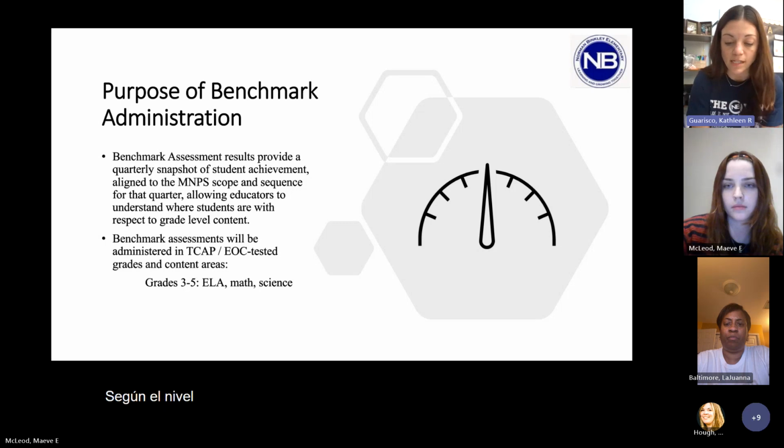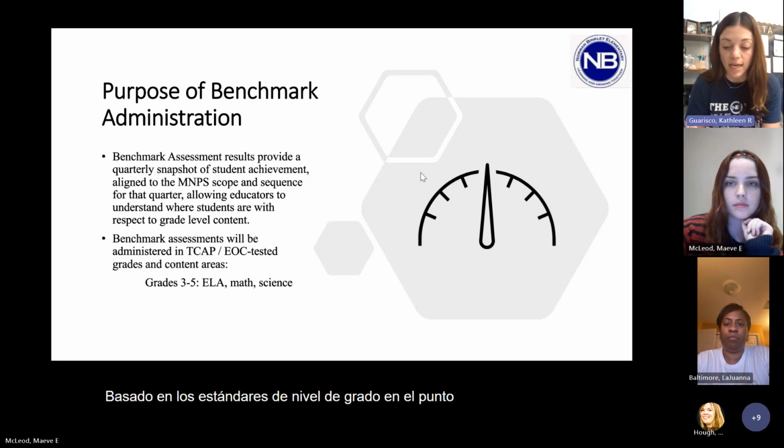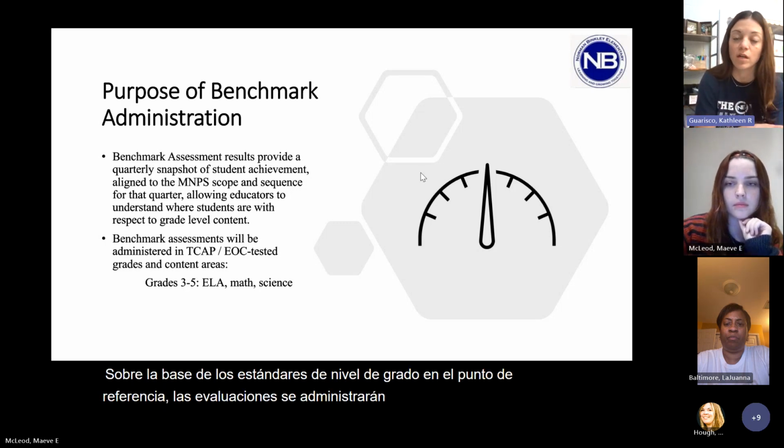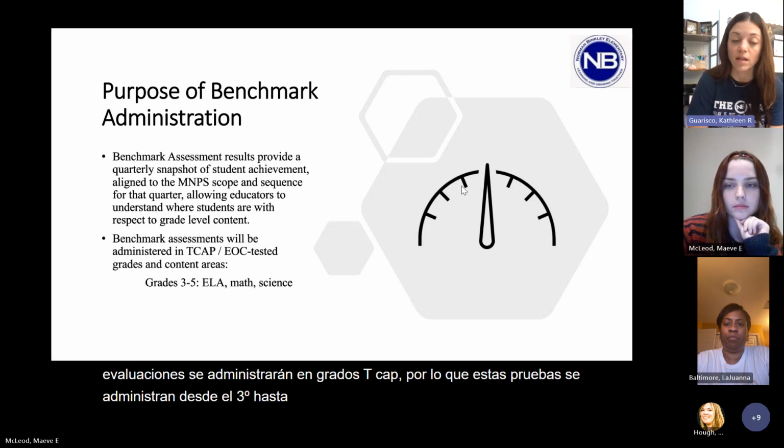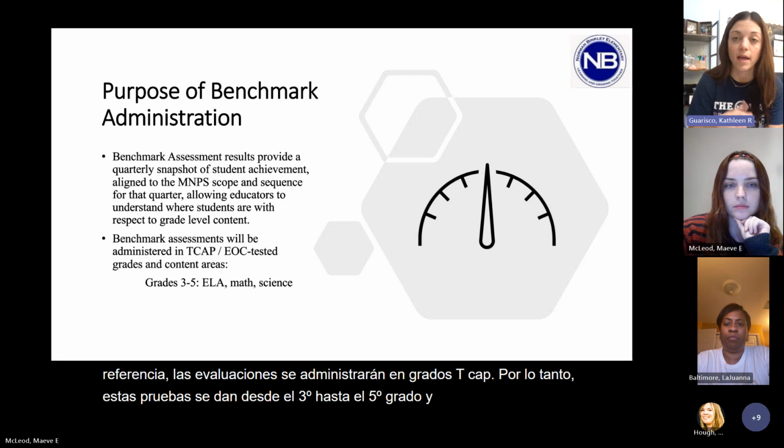And the benchmark assessments will be administered in TCAP grades. So these tests are given from third through fifth grade. And they're given in the subjects ELA, math, and science.